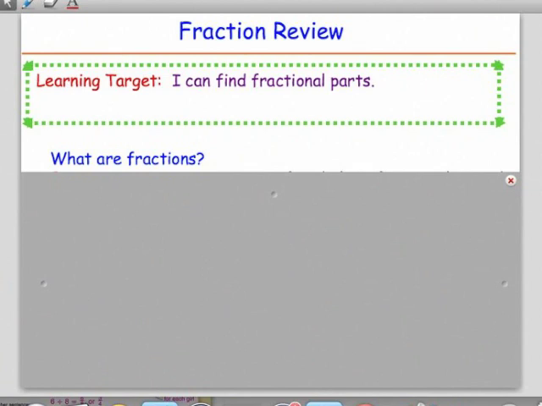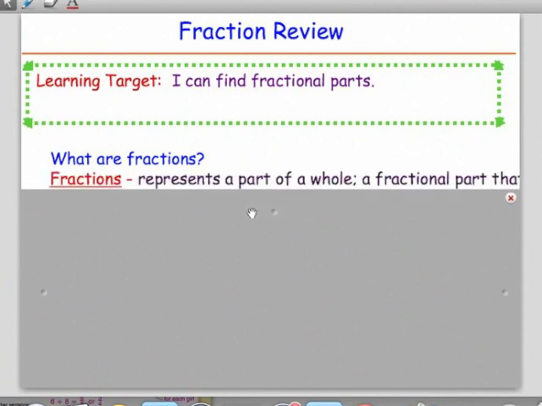Today's lesson is a fraction review, just kind of getting us back on target with fractions and the things we've learned. So it should be a pretty easy lesson of stuff that you've covered in the past years of school. So our learning target is I can find fractional parts. We're going to be looking at some story problems and also at some different grids. So first of all, what are fractions?